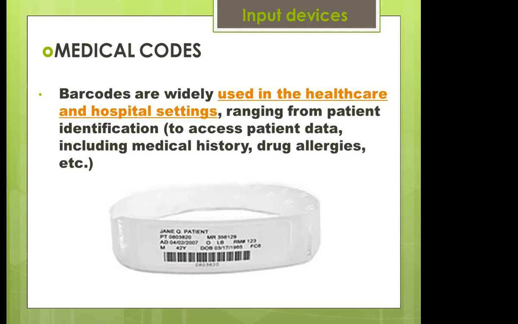A person's history is input into a computer's software, and the first time that person is in the hospital, maybe at his birth time, he is provided with a medical band, as you see in this picture, ranging from the patient's identification to access the patient's data, including the medical history, drug allergies, and so on. And this band is kept securely by the patient.